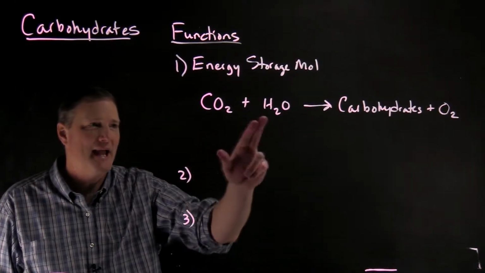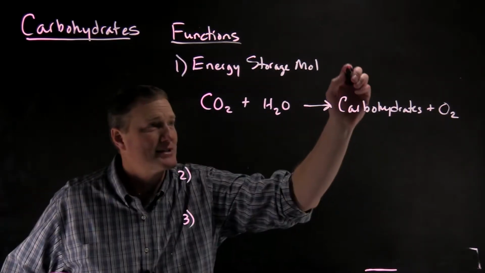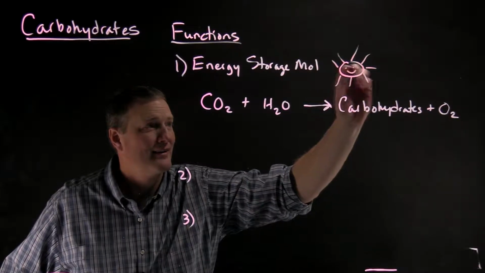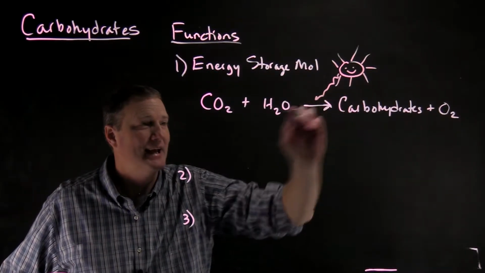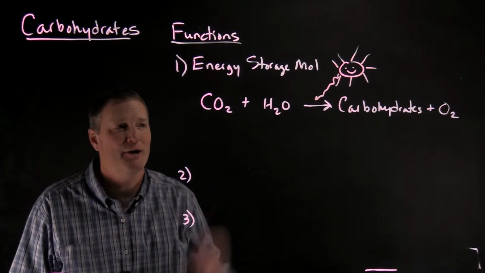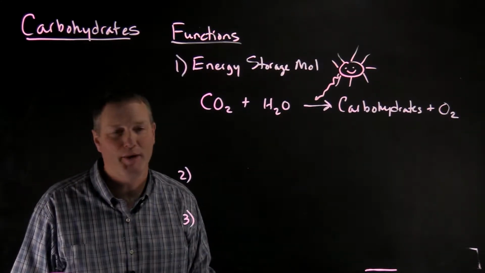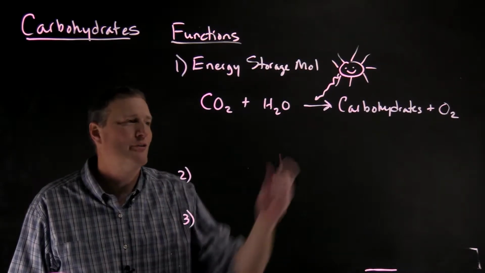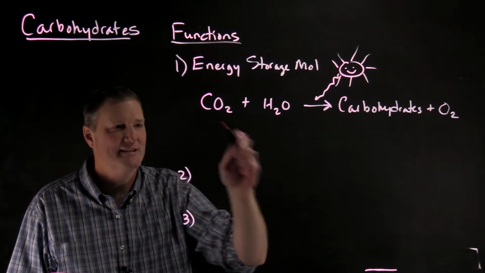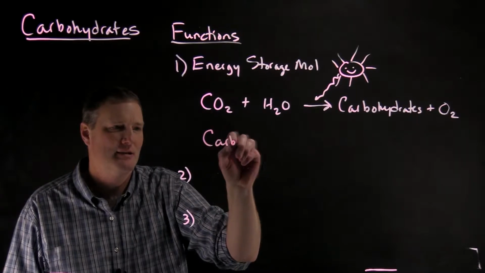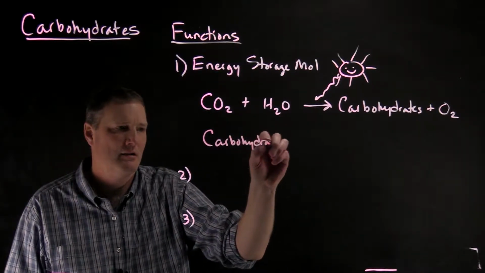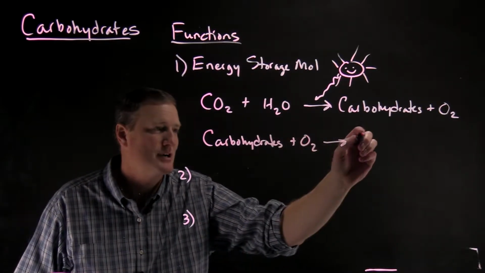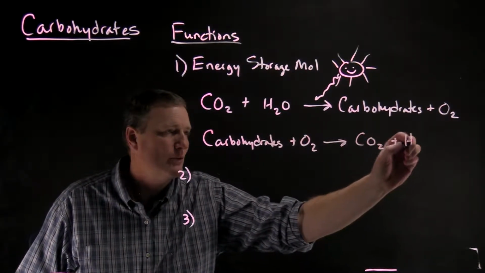Carbon dioxide can be added to water in the presence of sunlight. So here's our little sun, irradiating this, and plants can then fix carbon dioxide and water, make carbohydrates, and then a byproduct is oxygen gas. You're probably also familiar with the opposite of this. If you take carbohydrates, burn them in the presence of oxygen, the byproducts are CO2 and water.